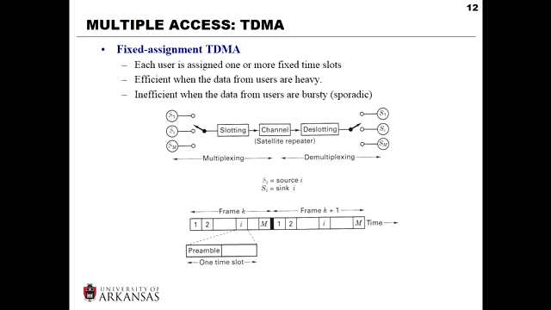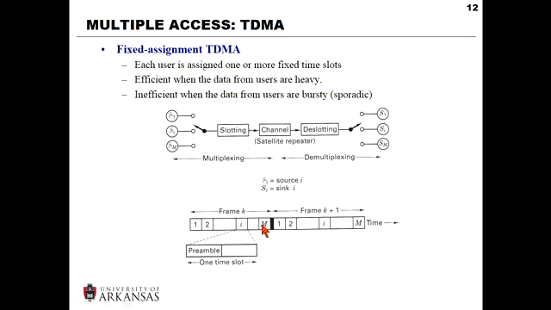So for the fixed assignment TDMA, here we have the different users, and we have a mechanism that can switch to the different users. We are still using the same frequency, just different time, right? So at the first slot, we will connect to the first user at both transmitter and receiver, so the information can go through the channel. In the next time slot, it will switch to the second user and go through, and so on. So we have the frame, and then we have the different slots.